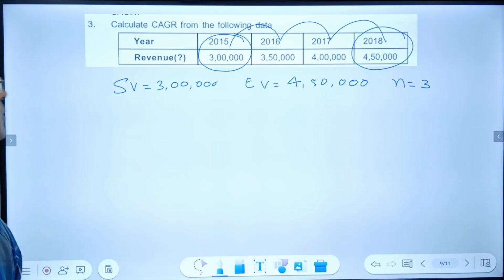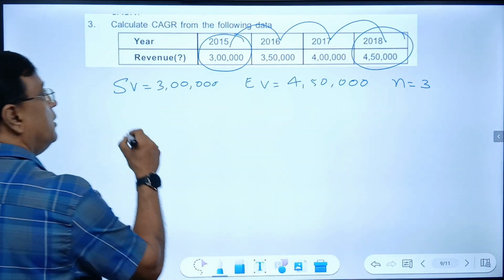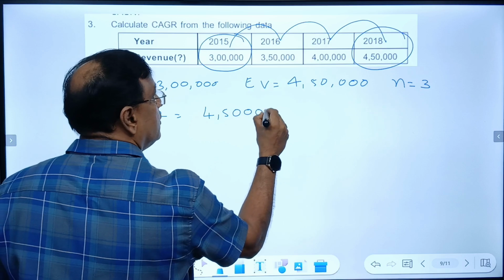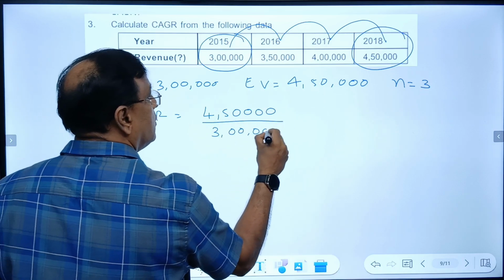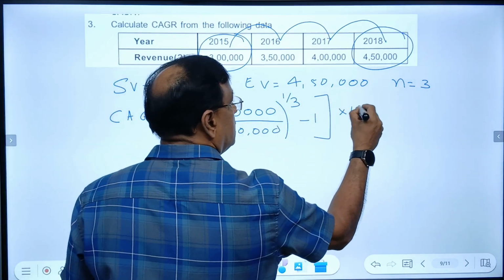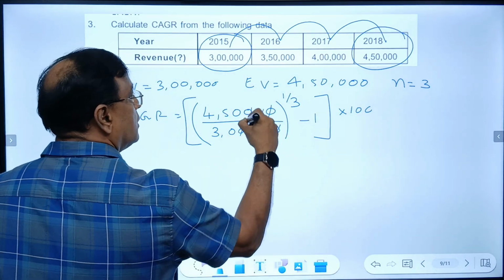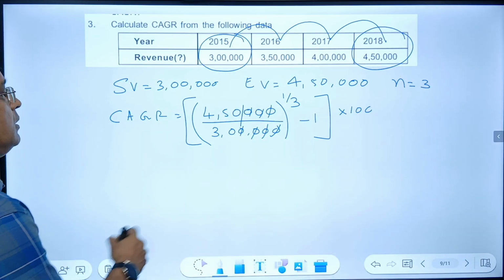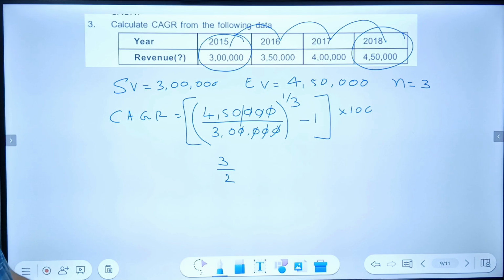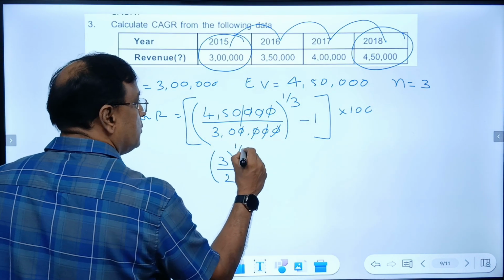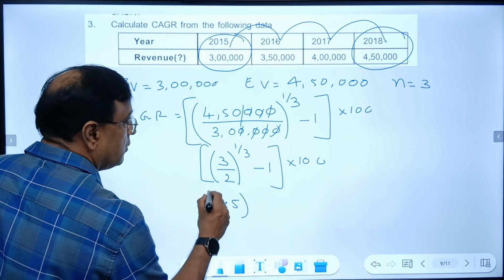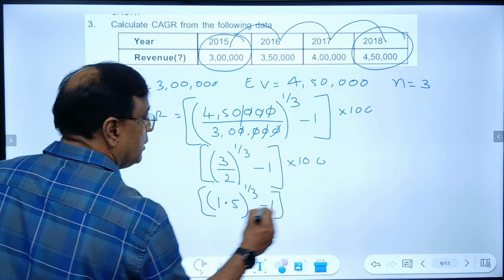Okay. Now, let's see how the money has grown. CAGR equal to 4,50,000 ending value by starting value, the whole power 1 by 3 minus 1 into 100. Now they get cancelled. So what did we get here? 15 by 10, 3 by 2. So this is 1.5 to the power of 1 by 3 minus 1 into 100.